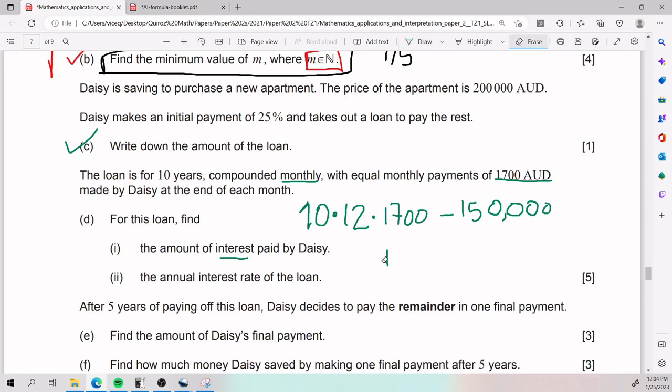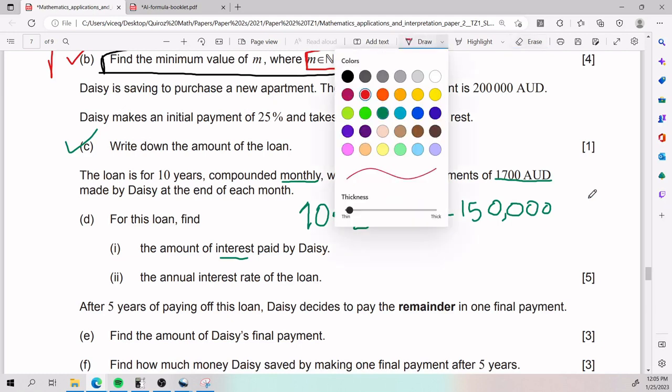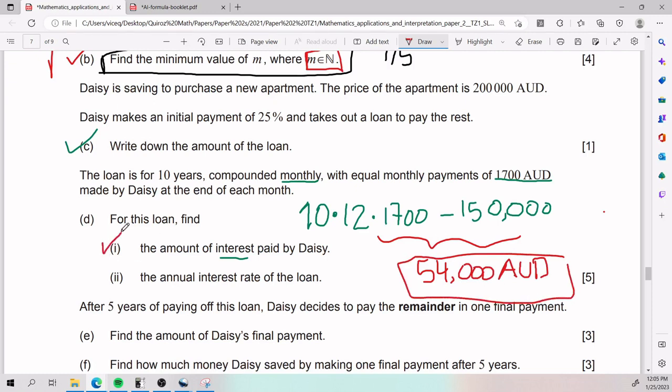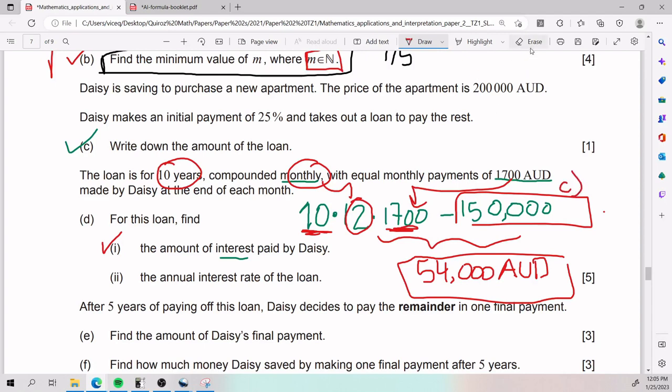That's it? Awesome. So if we go ahead and do this, trust me on this, on your calculator, you're going to end up with 54,000 AUD. Okay, I might have gone a little bit fast in this part. But point is, the interest paid, ¿cierto? Is going to be for 10 years, monthly. That's why it's 12, 1,700 per month. And we subtract this of the loan, which is from part C. ¿Vale? That is how the numbers showed up in the first place. That is part D, part I.